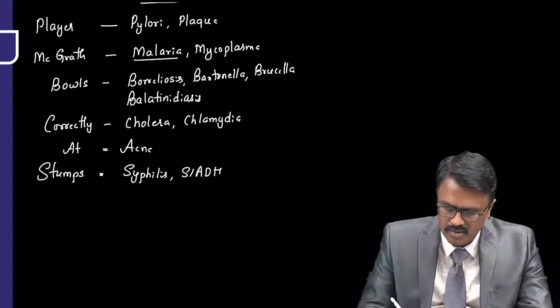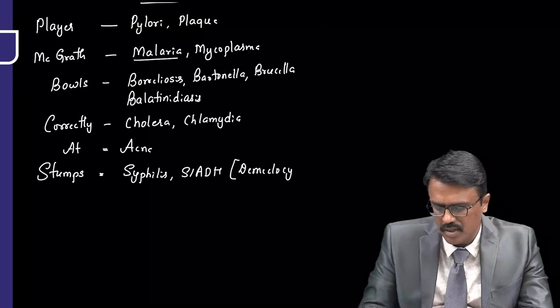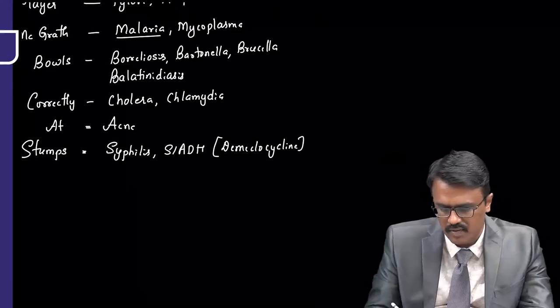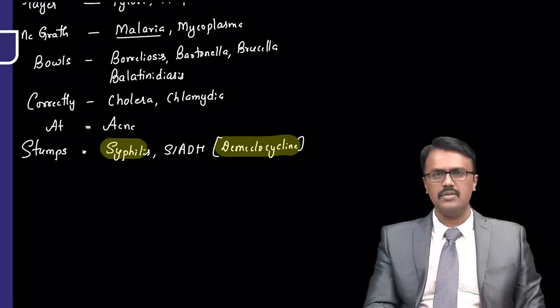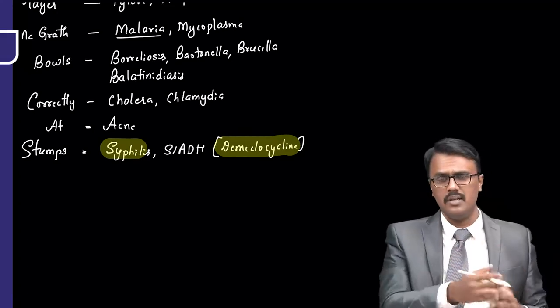SIADH, there was a drug called demeclocycline, and demeclocycline is used in SIADH, but not nowadays. Previously, we didn't have any drugs. We used to give demeclocycline. Sir, what about syphilis? You told syphilis, the drug of choice are penicillins. If the patient is allergic to penicillin, then we use it. The question is, sir, you are taught so many things, correct? But which one will be asked for the exam?